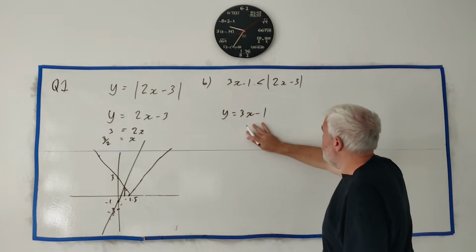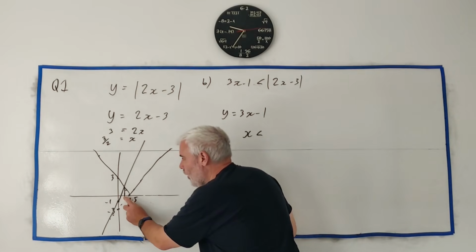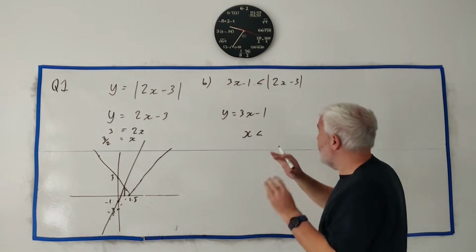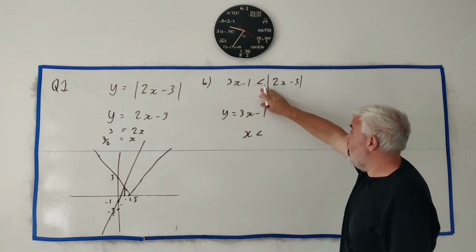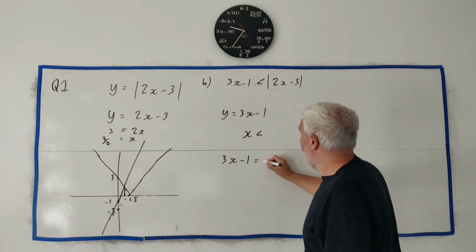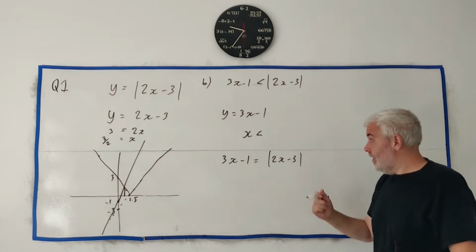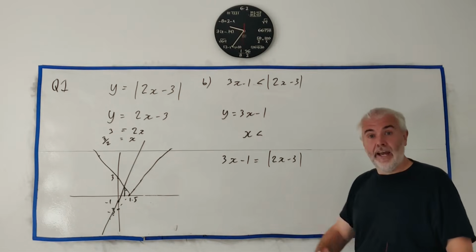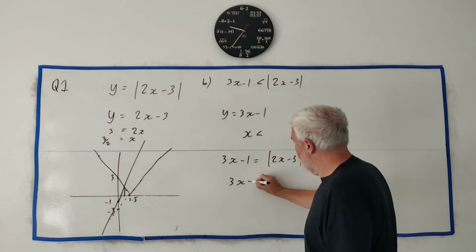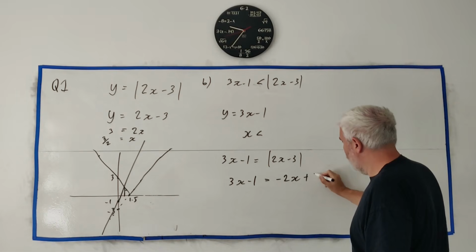So the answer to this question is x is less than whatever number x is here, whatever number these intersect at. So what this question really boils down to is, forget the inequality. You can say 3x minus 1, when does it equal 2x minus 3, or the absolute value of it? That's what you can boil this question down to. And you can even get it better than this. Forget this absolute value. You can say 3x minus 1, when is that equal to minus 2x plus 3?